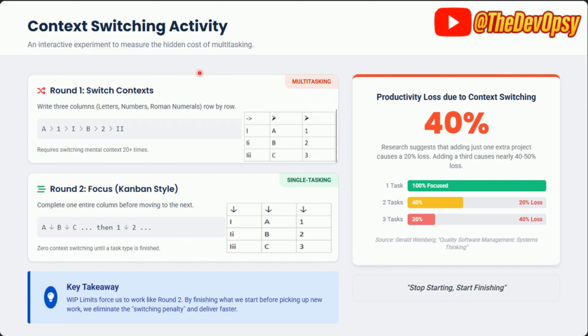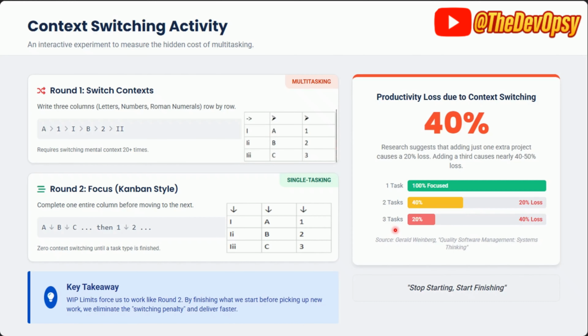Now, if you see, there is a productivity loss due to context switching, which is around 40%. If you work on one single task, then you are 100% focused. If you're working on two tasks, then you are 40% focused. There is a 20% loss. When you're working on three tasks together, only 20% work is being done, right? That's how it has been evaluated.